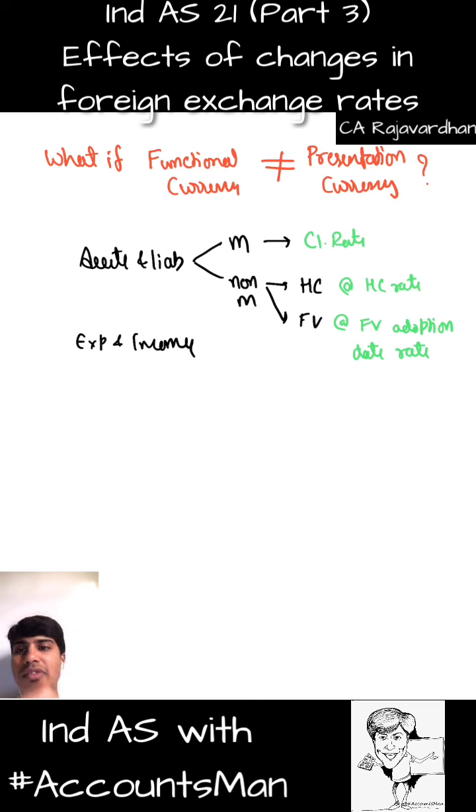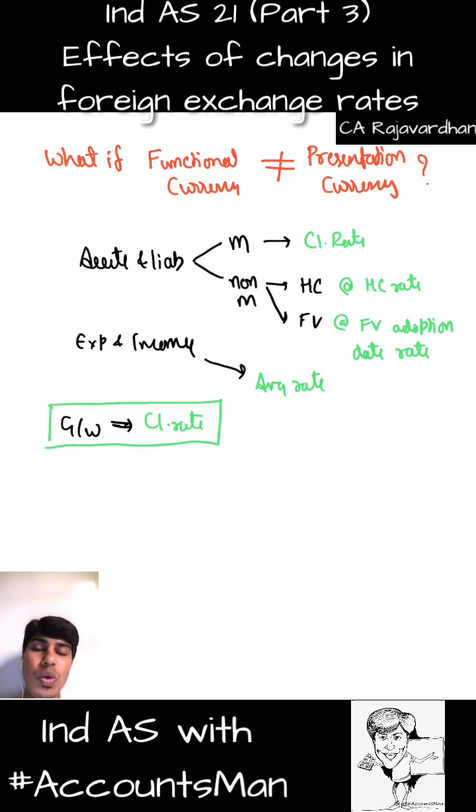And when you go to expenses and incomes, I will go by average rate. You might ask one important point here. This is very important, a lot of questions are there on this. What if there is goodwill that's arising? If there is any goodwill arising on consolidation, again for that we'll apply closing rate. That is something you need to remember. This is what we do in order to translate the financial statements from functional currency to presentation currency.